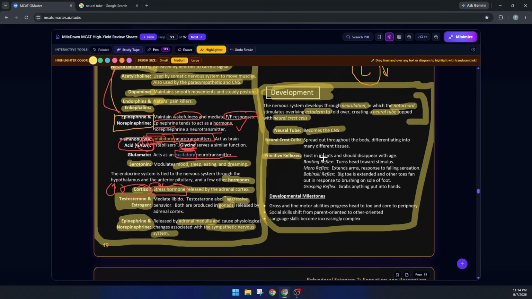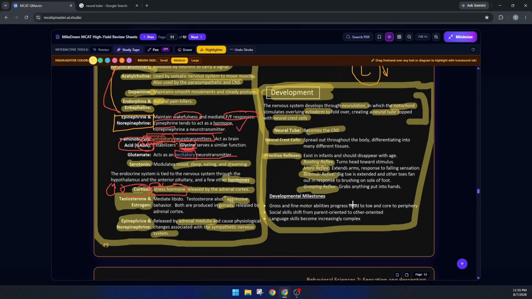Primitive reflexes exist in infants and should disappear with age. What are primitive reflexes? Primitive reflexes are basically your instant behavior or reaction towards something. That's a reflex. Everyone should know what a reflex is. If you don't know, search up the definition of a reflex, and then search up the definition of a primitive reflex. These are basically the reflexes that you're born with, right? So rooting reflex. Oh, this is high yield, by the way. Probably maybe not that high yield, but you should know this. You should memorize this. Rooting reflex, Moro reflex, Babinski reflex, grasping reflex.